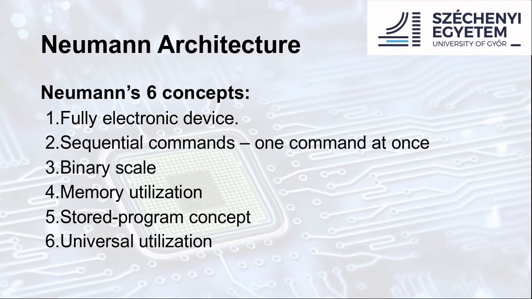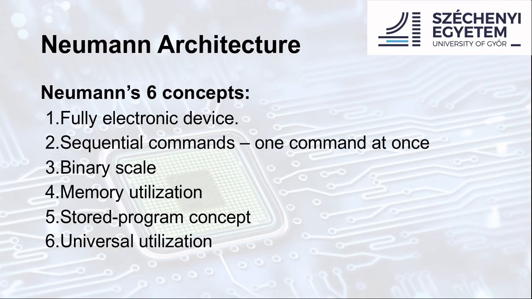The next crucial criteria about computers is the Neumann's architecture. John von Neumann was a scientist with Hungarian roots who worked in the USA. He laid down 6 concepts that establish the basics of computers. Today's computers are still based on his architecture.